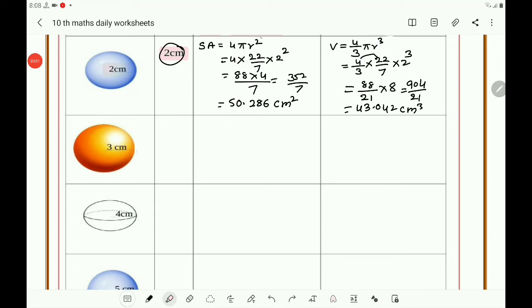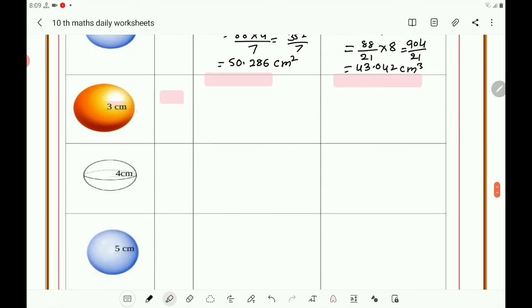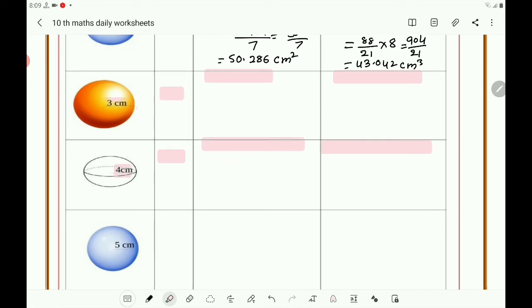Then next sphere, the radius is 3 cm. Here you write 3 cm. Write the formula for the surface area and calculate the surface area, and also write the formula for the volume of the sphere and calculate the volume. Next sphere, here the radius is 4 cm. You write here 4 cm. Write the formula for the surface area of the sphere and calculate the surface area, and also write the formula for the volume of a sphere and calculate the volume.